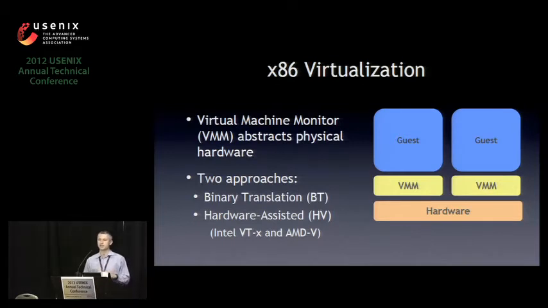This is done using a thin layer of software called a virtual machine monitor, or VMM, that abstracts physical hardware. It does that by intercepting sensitive instructions, such as privileged instructions or instructions that touch shared resources like I/O devices. In the early days, virtualization resorted to binary translation as the mechanism for intercepting sensitive instructions. More recently, CPU vendors have added hardware support in the form of hardware-assisted virtualization, or HV.